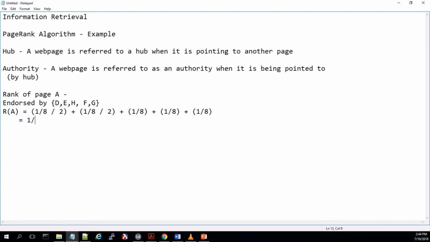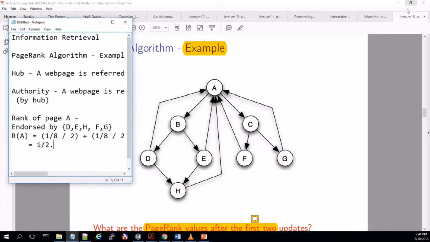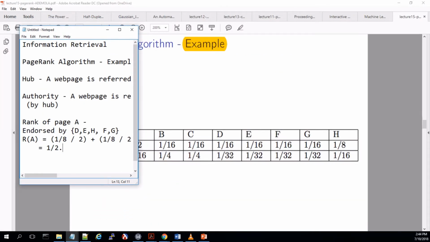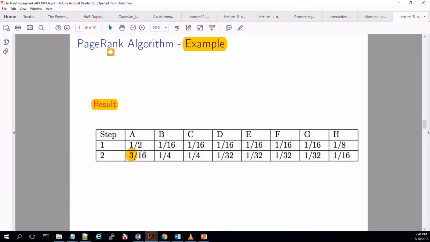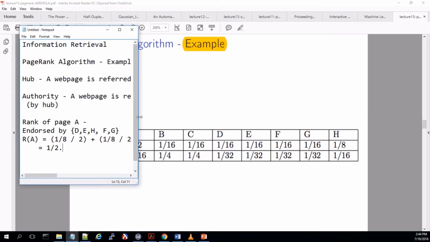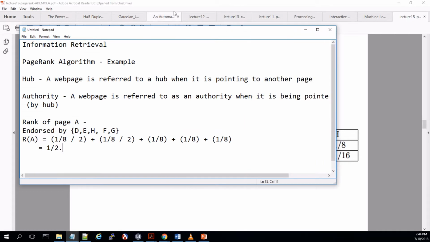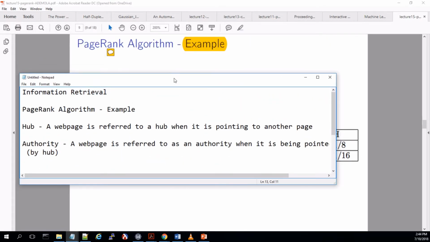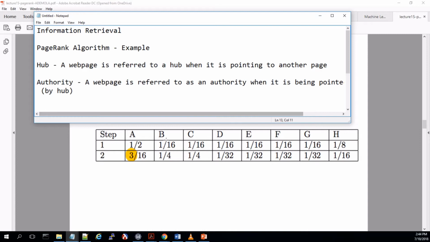So that is how you come about this 1/2 here. I hope it is clear. The same thing goes for the other ones. You just repeat the same process and you can be sure that you get this correctly. It's very simple. It's just a way of calculating the rank of pages.